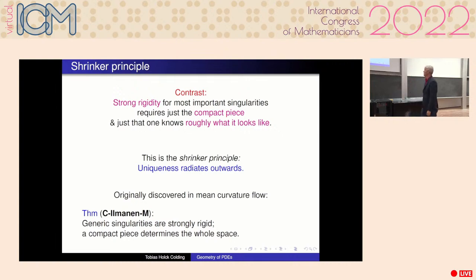Okay. And so this strong rigidity is the shrinker principle. And the shrinker principle is that uniqueness is radiating out from a compact set. This was originally discovered in mean curvature flow, in joint work of myself and Tom Ilmanen and Bill. And so we proved that the generic singularities are strongly rigid. So a compact piece just determines the entire space.